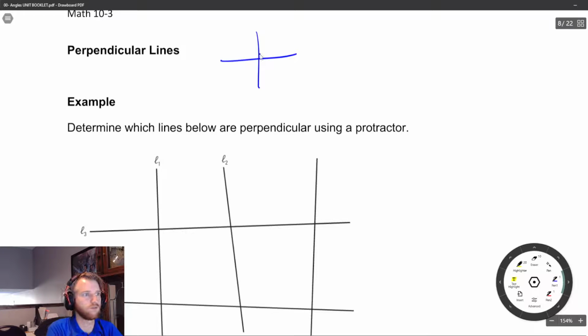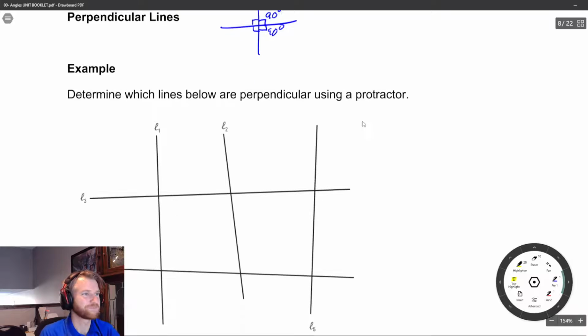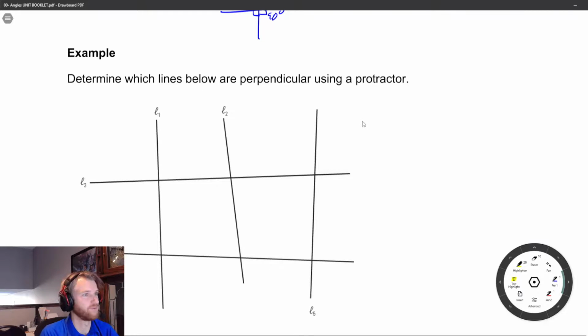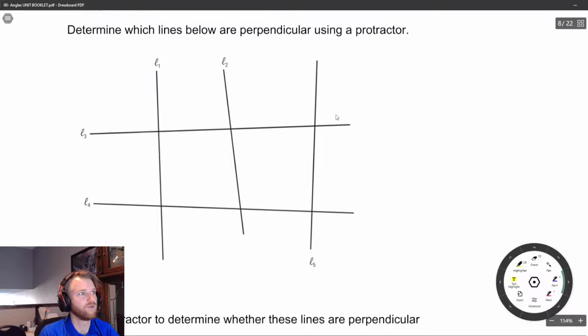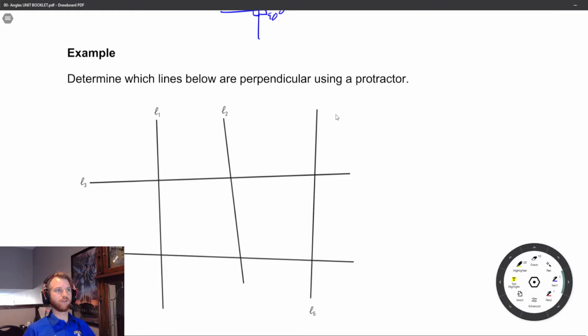As long as they're making 90-degree angles, and remember that those little squares there mean 90 degrees, then those two lines are perpendicular. Hopefully that's the only time I've made that slip. So this next example just says, determine which of these lines are perpendicular using a protractor. That's just saying which of these two lines, when they cross, make 90-degree angles.